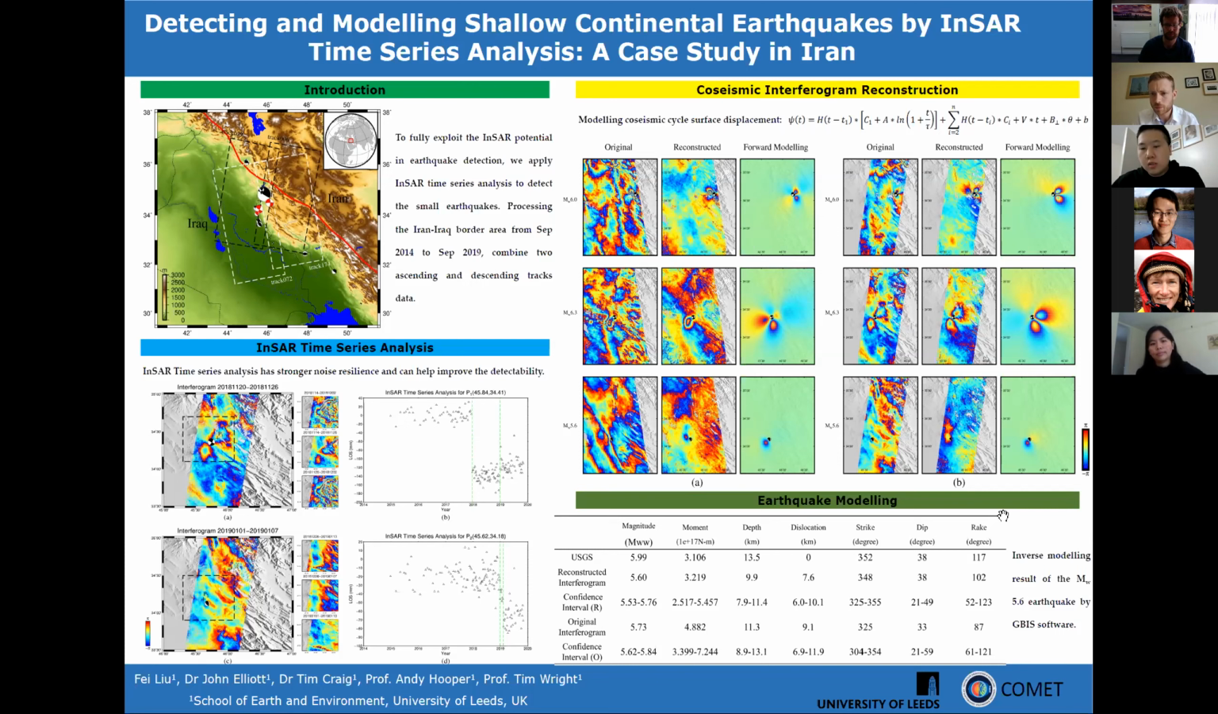Lastly, we model the earthquakes with the GBIS inversion software, and we currently only do the 6.3 and 5.6 earthquakes. We can see that the reconstructed interferogram achieves a result closer to the seismology observation, and also has a narrower confidence interval. For the other two earthquakes, due to the lack of coverage, we're reprocessing the data right now, so we hope to achieve similar results for those earthquakes. So thank you for listening.